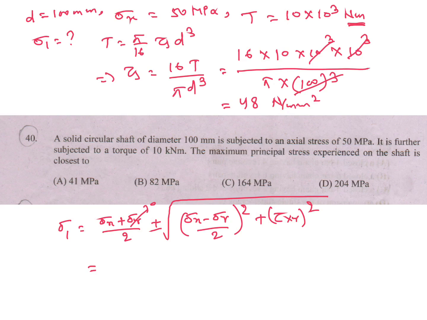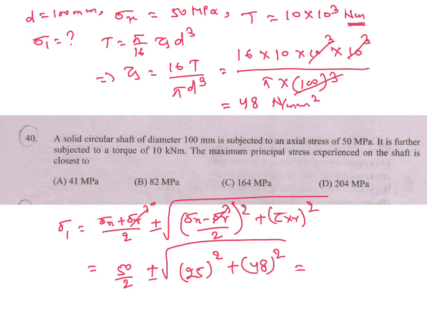50 by 2 plus or minus, directly you write 25 square. Sigma x is 50 by 2, 25, square plus tau xy, the shear stress we got, 48 square, root over. So 25 plus, sigma 1 we have to calculate, the major principal stress. So sigma 2 is not required, or this minus is not required. 25 plus square root of 25 square plus 48 square. 48 you take as 50. Approximation method you have to use.